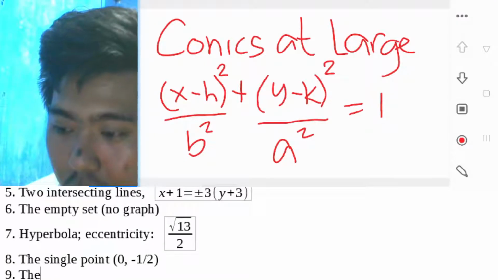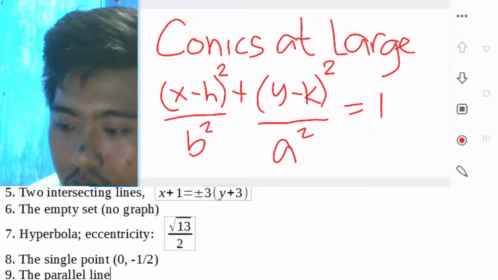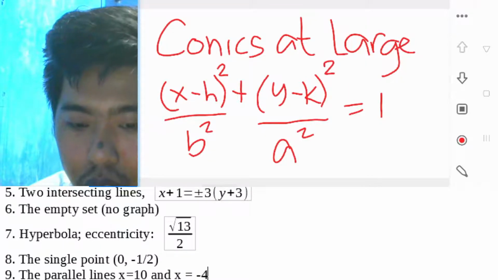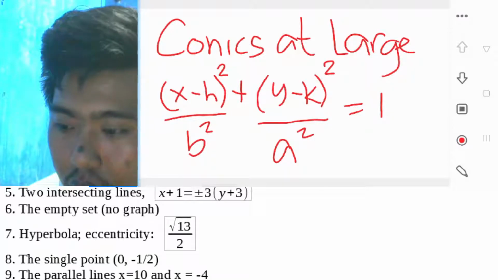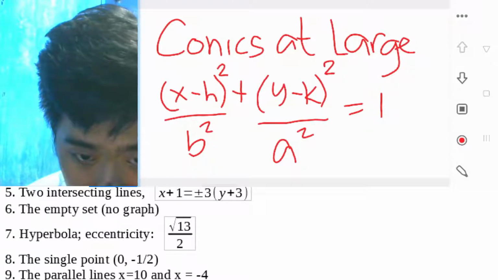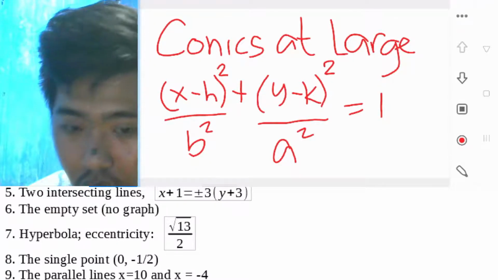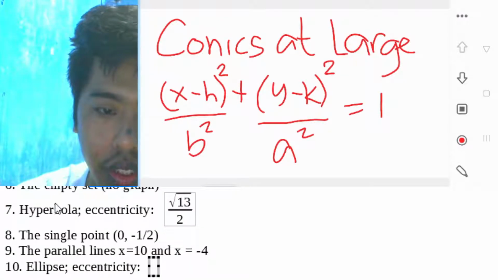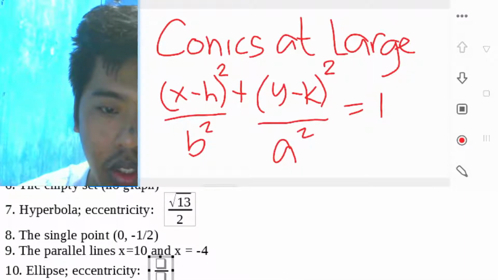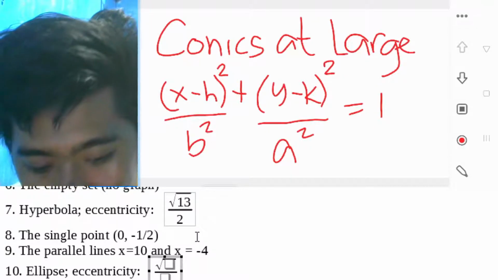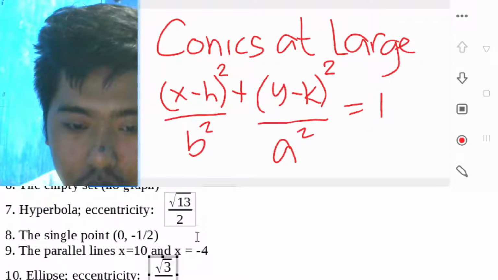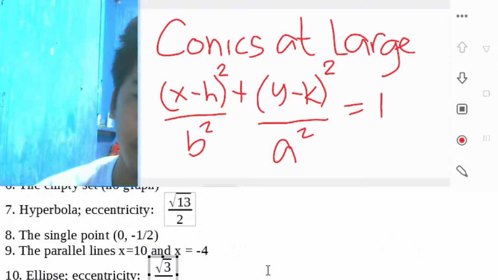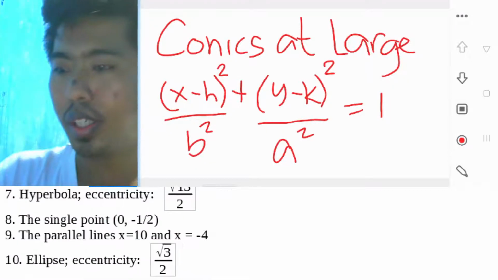Number 9, the parallel lines x equal to 10 and x equal to negative 4. Then ellipse, then eccentricity. Okay. Insert an object, and this one, and function square root, 3 over 2. Okay. So you have your 10.